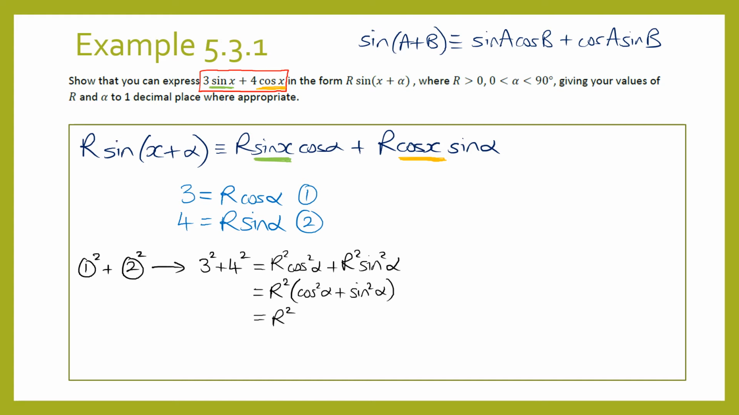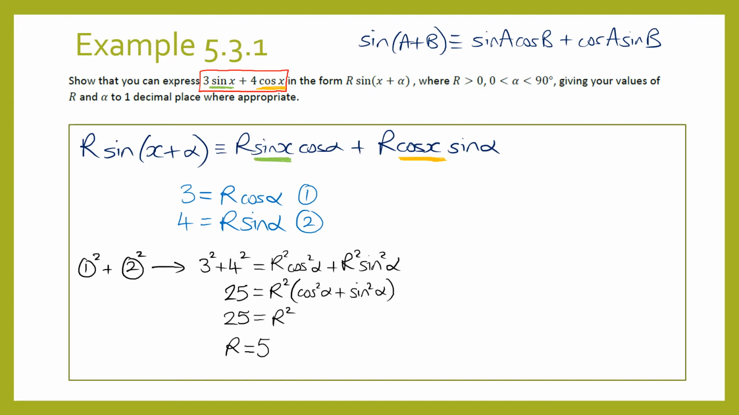And that's one of the reasons why this is a good method, because next time you do a question like this, you can maybe go straight to just r squared. You don't need to show all of this every time. You could just go straight to r squared. On the left-hand side, we've got 3 squared plus 4 squared, which is 5 squared, which is 25. So if r squared is 25, we could choose r to be positive 5 or negative 5. It makes things simpler if we choose it to be positive, and the question tells us choose a positive value of r. So r is 5.